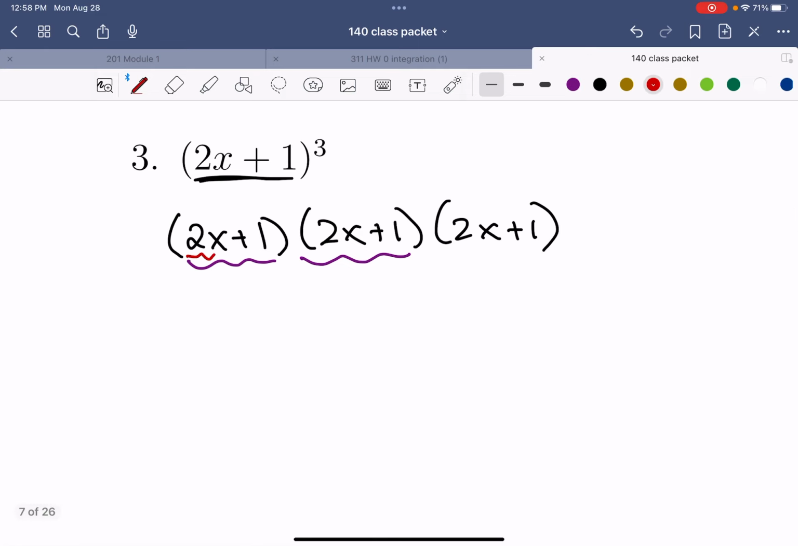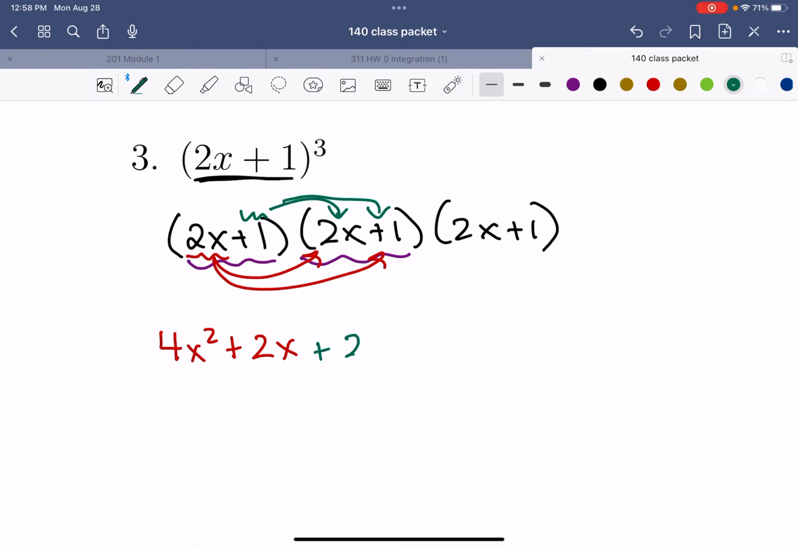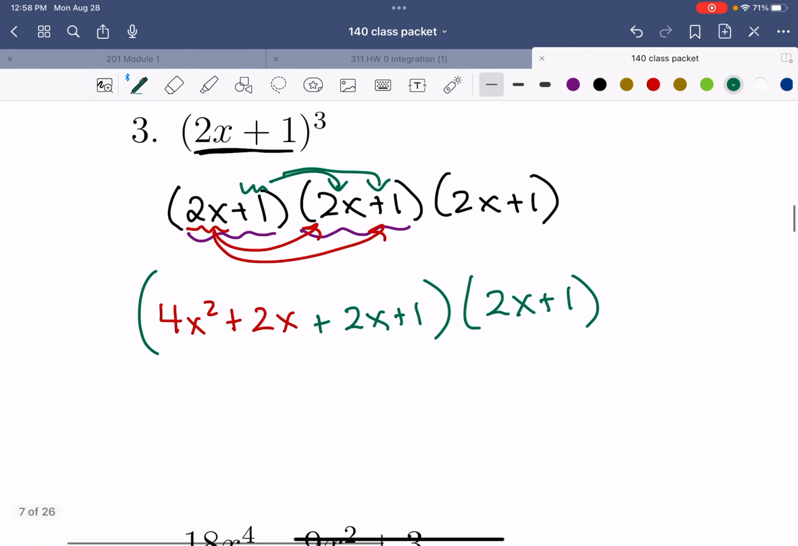So I'm going to take my 2x times both pieces. So that's going to give me 4x squared plus 2x. And then I'm going to do the same thing with the plus 1. So times the 2x and times 1. So that's going to give me plus 2x plus 1. Now, all of that is still times the 2x plus 1 because I didn't do anything with that.